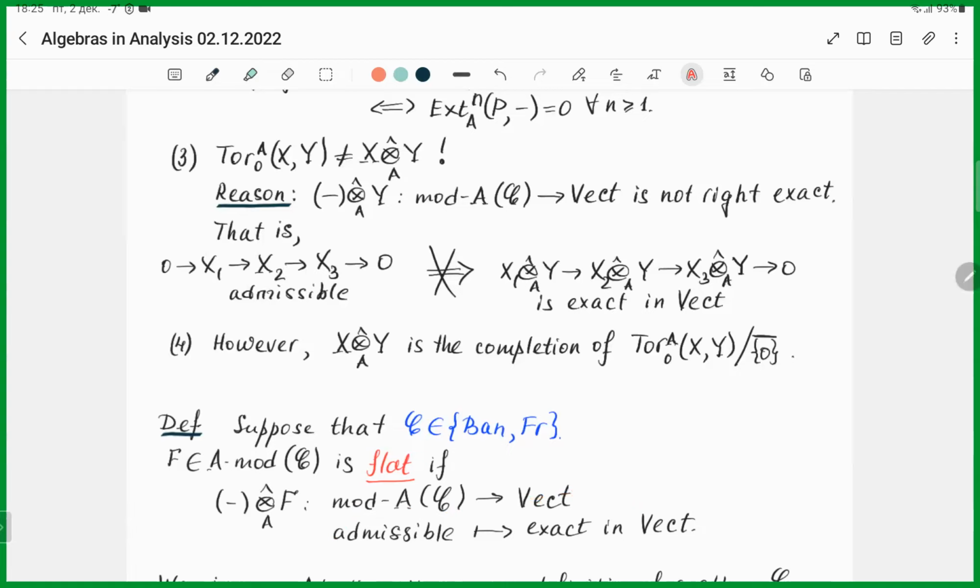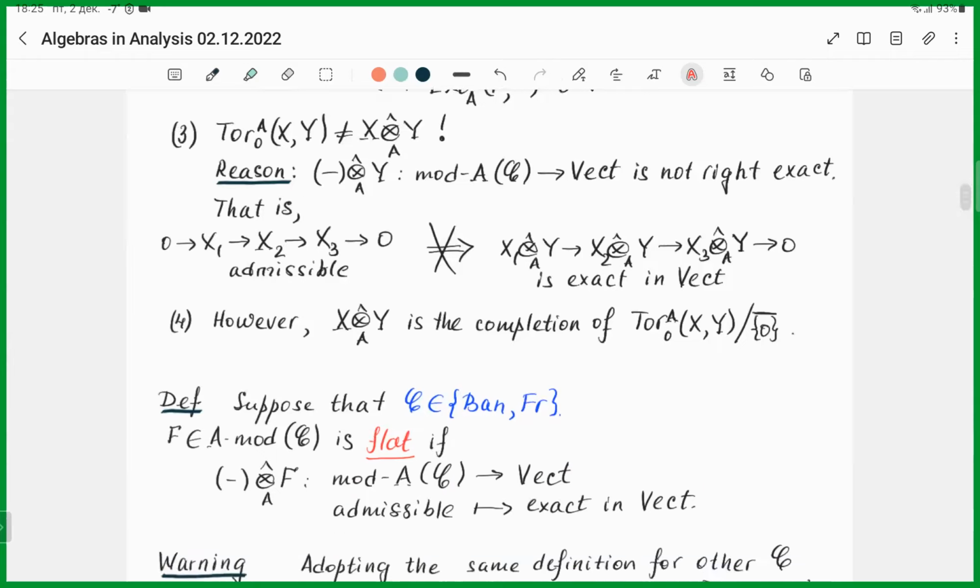Well, when we look at this definition, we may ask, why do we require that C is the category of Banach spaces or the category of Fréchet spaces? It seems natural to give exactly the same definition in the more general context of an arbitrary admissible subcategory C.